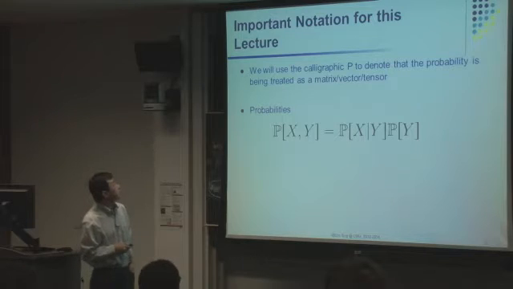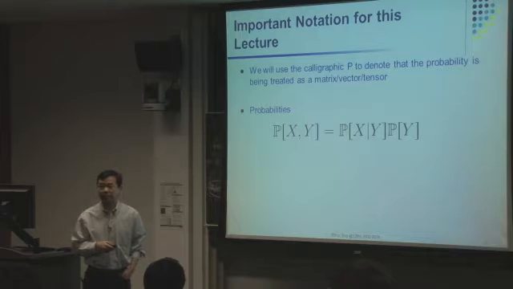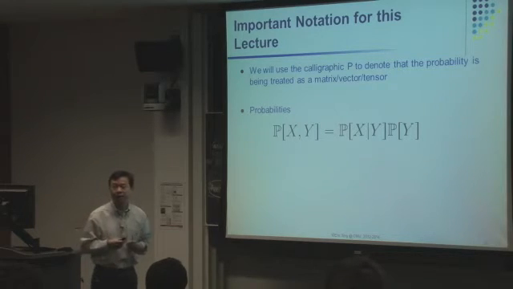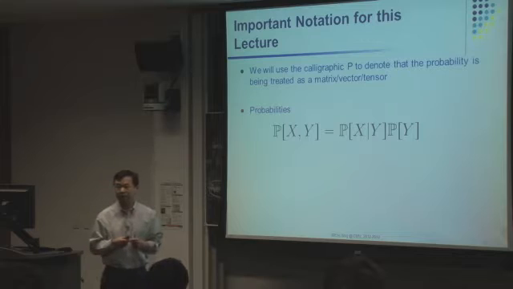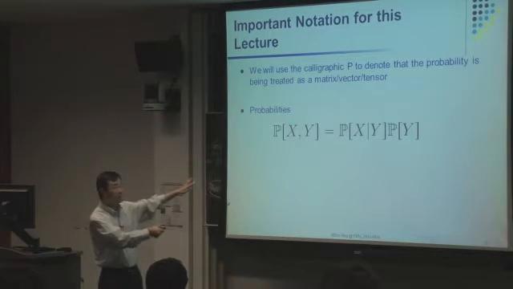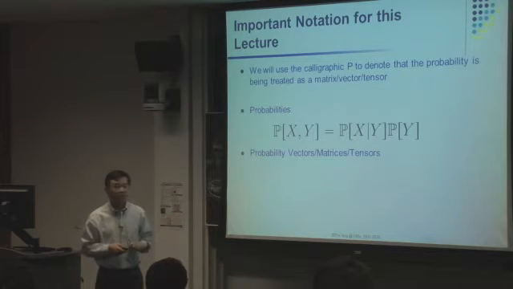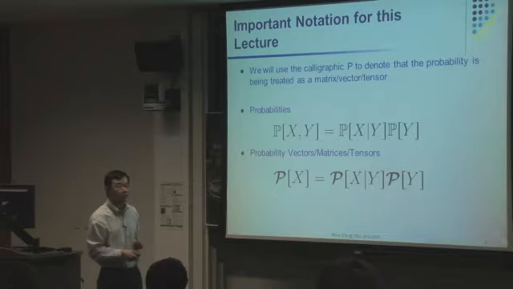So the first one is to clarify some notation to establish a matrix algebraic view of the probabilistic inference and the representation problem. So here is our probability in the abstract form. And in the rest of this lecture, I'm going to use the calligraphic character P to indicate a vector or matrix or tensor view of all these entities.